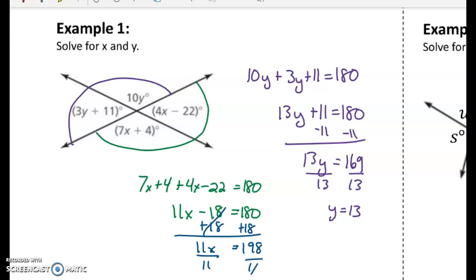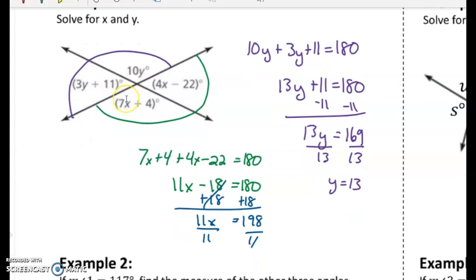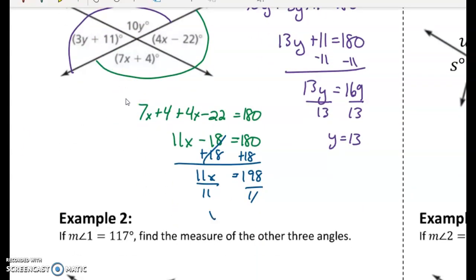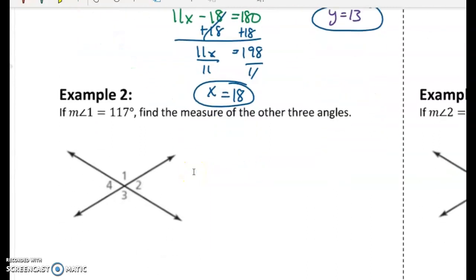All right, and that gets me, if I scroll up here a little bit, x equals 18. So I've now found x and y, which is what the instructions asked me to do. Okay, let's look at example 2.